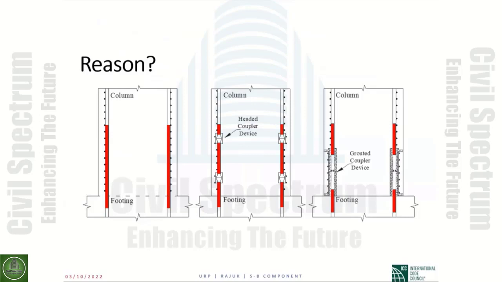One was the lack of data, actually. There hasn't been much, until, let's say, about 10, 15 years ago, there hasn't been much data on seismic performance of bars that are spliced using these mechanical couplers in the plastic hinges. Okay. But other than that, there are also some fundamental reasons why there's some concern about using these couplers.